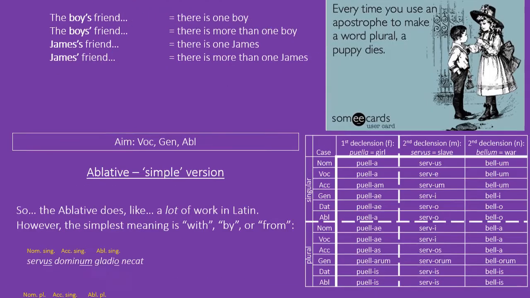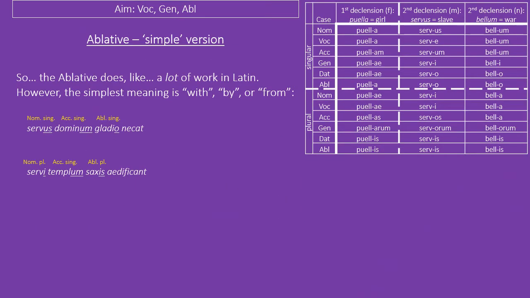Aww. So that brings us to the ablative, which is probably where problems start. The ablative does just a lot. You're going to see. The simple meaning is with, followed by or from. So with is the basic one. You should always start with, and then try by and from.